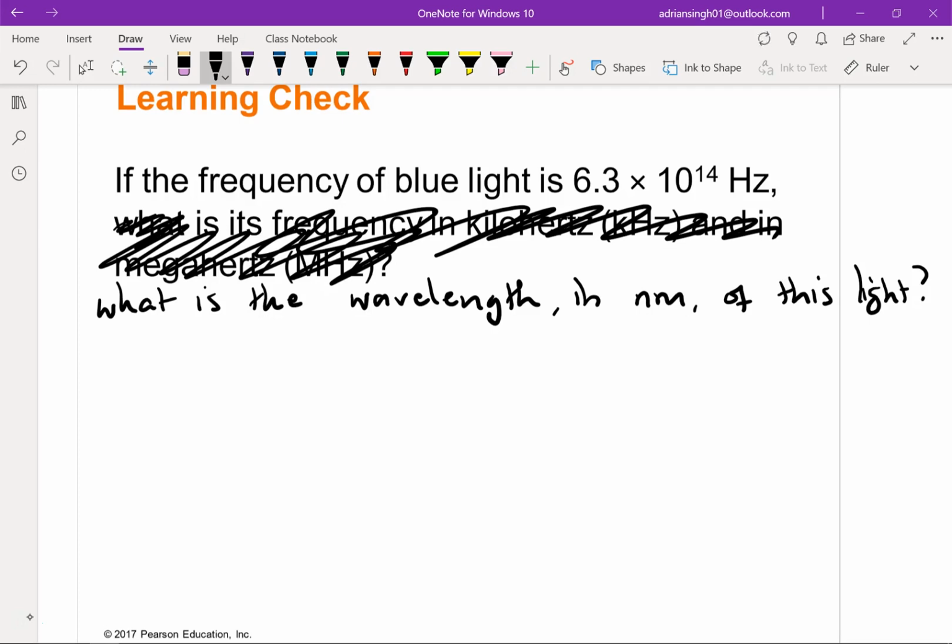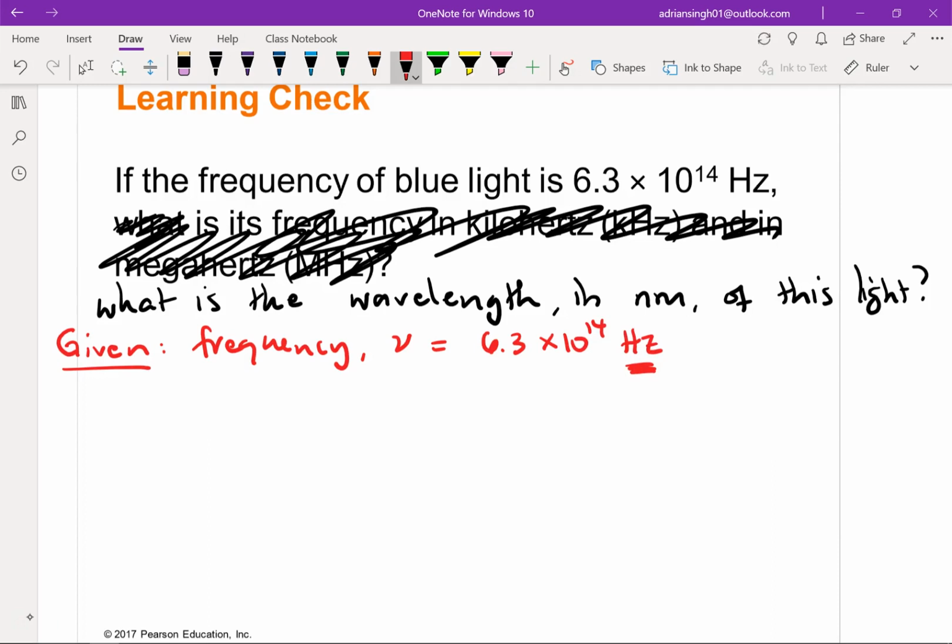All right, so a couple of things to note. When you approach problems like these, you want to arrange the information, organize the information, just like you've done with every other problem you've faced. So what are you given in the first place? Okay, we're given the frequency, which is nu, is 6.3 times 10 to the 14 hertz. Okay, and remember, this means per second, so we can say it's 6.3 times 10 to the 14 cycles per second. This is an S down here.